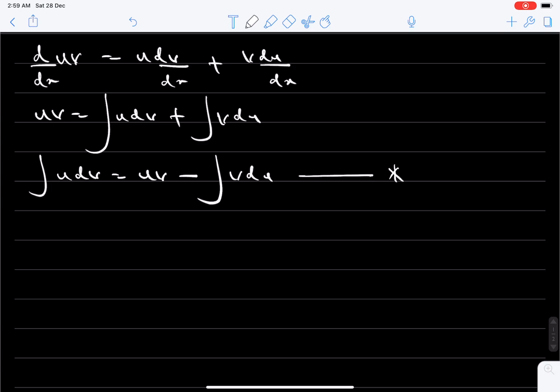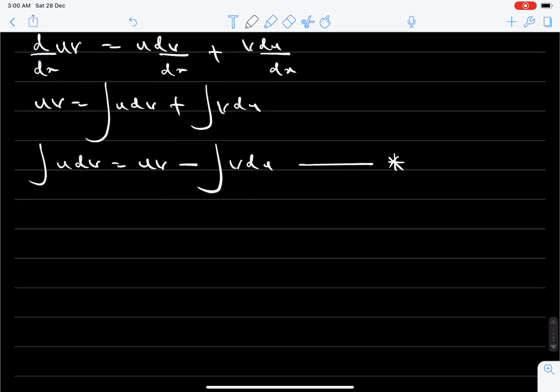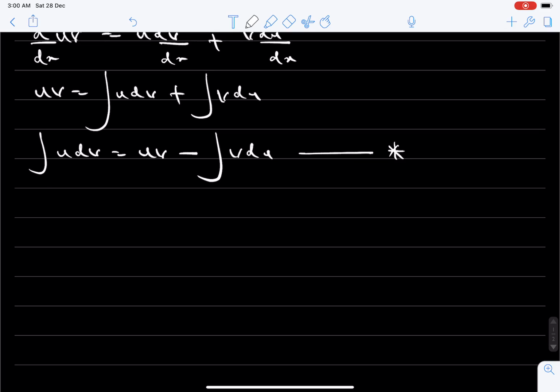This formula is used for integrating a product of two functions, and it is called integration by parts. Let's take an example. Evaluate the integral of x sine x.